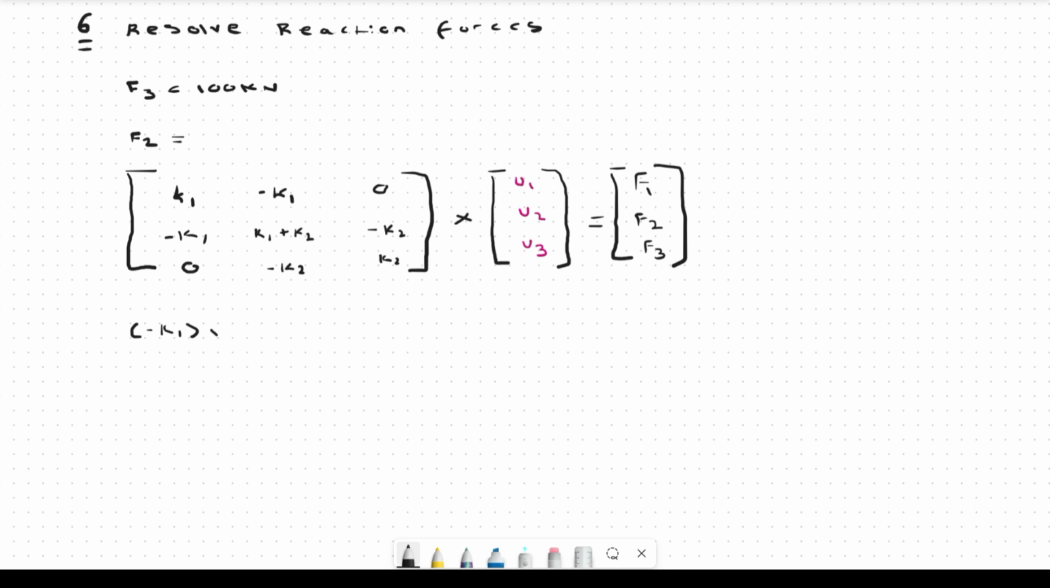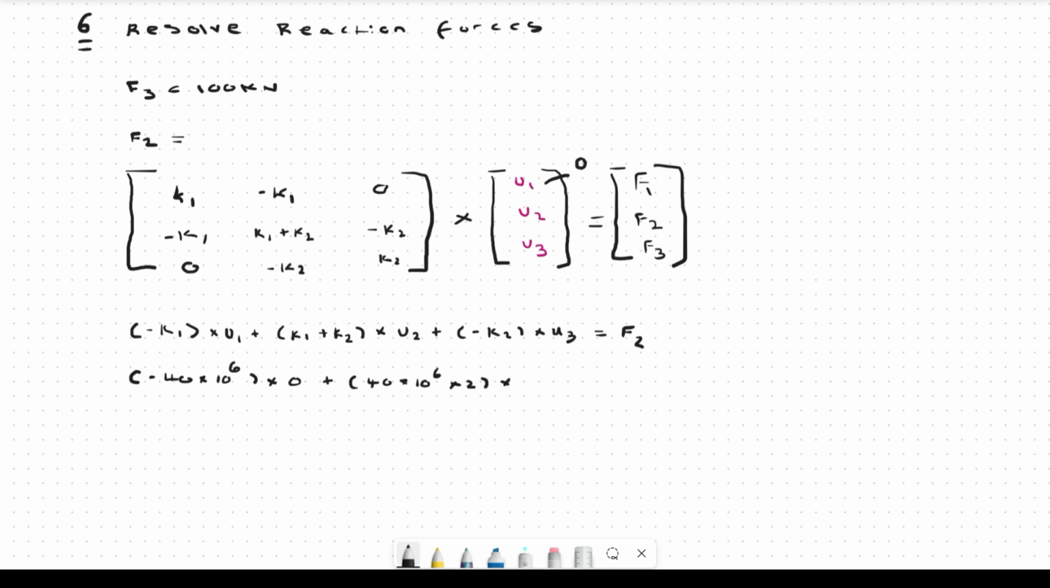To find F2, the first thing you're going to do is multiply the second from the top horizontal line out. So that's going to be minus K1 times U1 plus K1 plus K2 times U2 plus minus K2 times U3, which is all going to equal F2. Once you plug in all your values, you then get F2. As expected, there is no reaction force on F2, nor is there any external force, so therefore F2 equals 0.